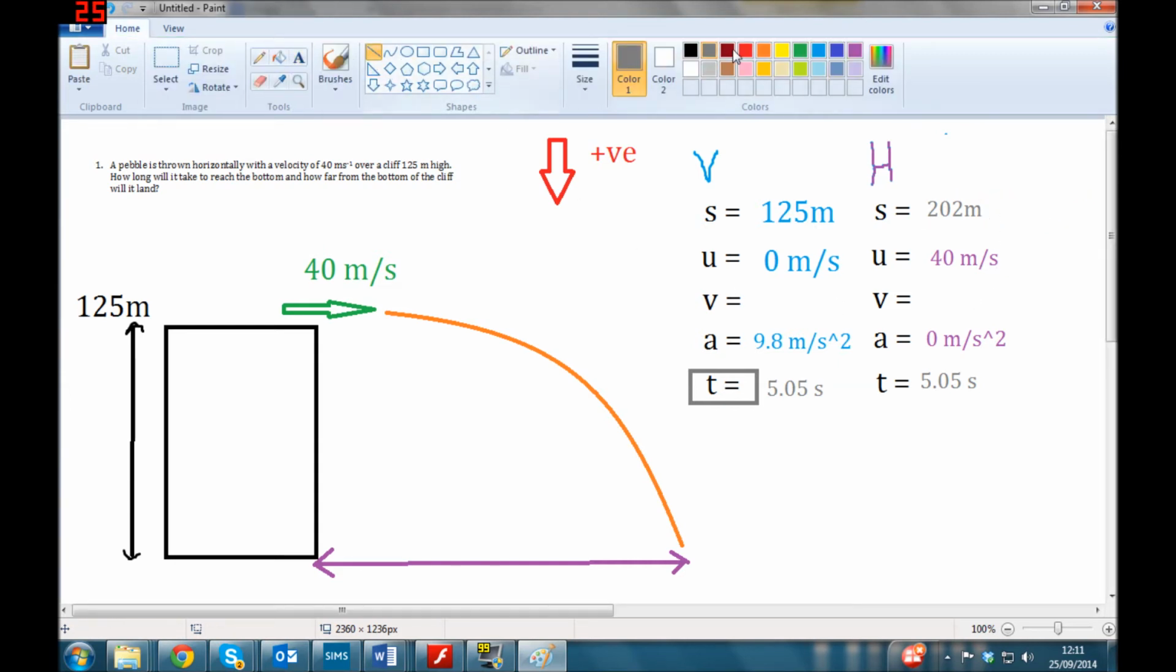Okay, so that is my final solution for the question. I'm going to, of course, underline my answers so that the examiner can see very clearly what my final solutions are. Hopefully that makes sense.